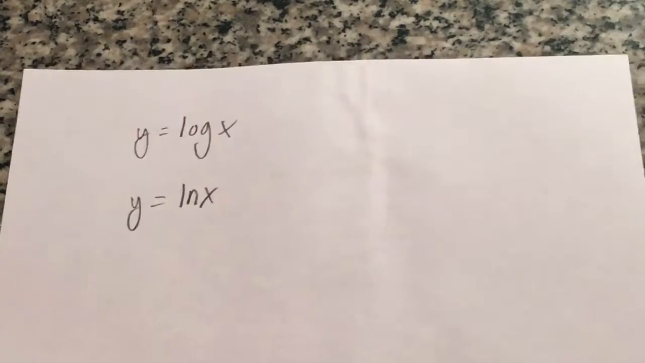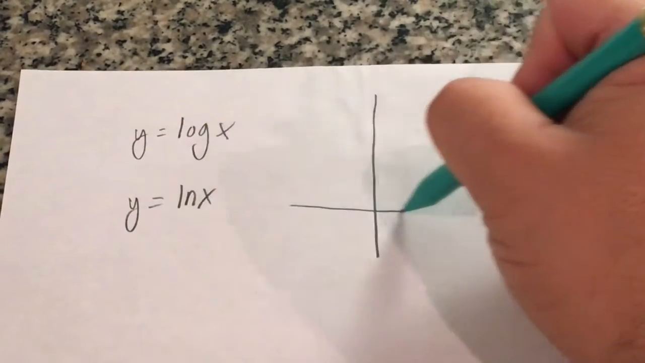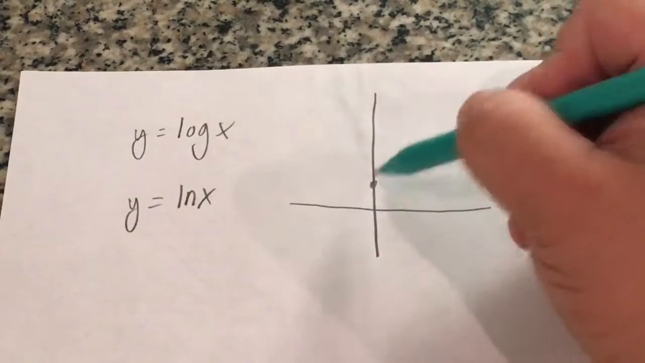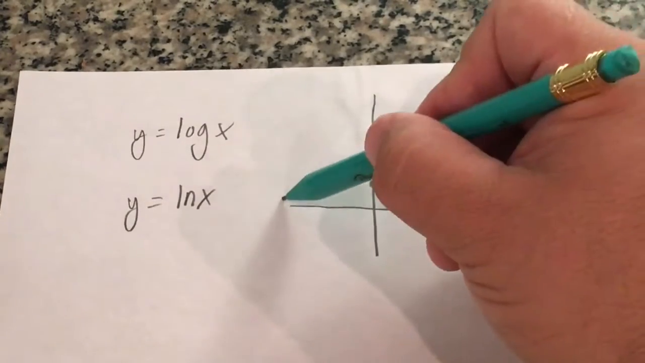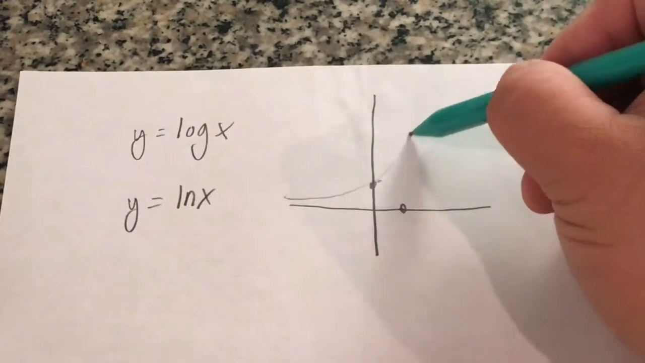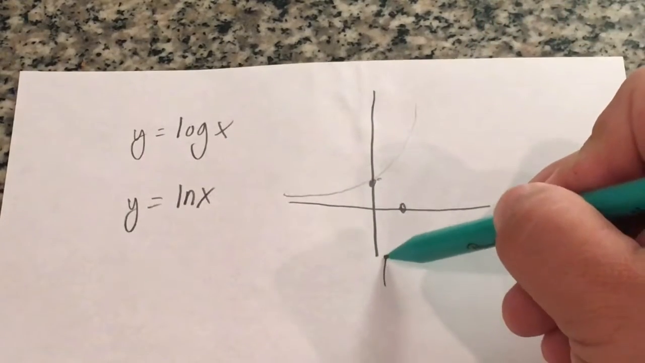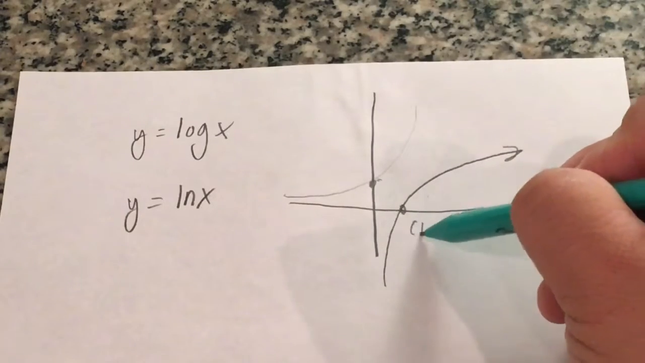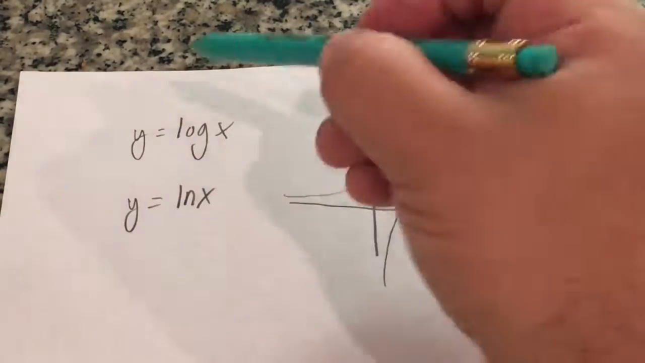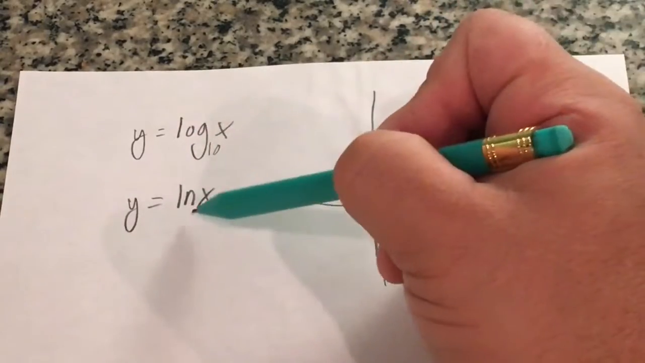Now we're going to talk about logarithmic graphs. They both look kind of the same. Instead of going through 0, 1, like e and exponential graphs do, these go through 1, 0. And instead of having a horizontal asymptote as the x-axis, these have a vertical asymptote, which is the y-axis. And then they both grow slowly. They both go through 1, 0. This, however, is a base 10, and this is a base e.